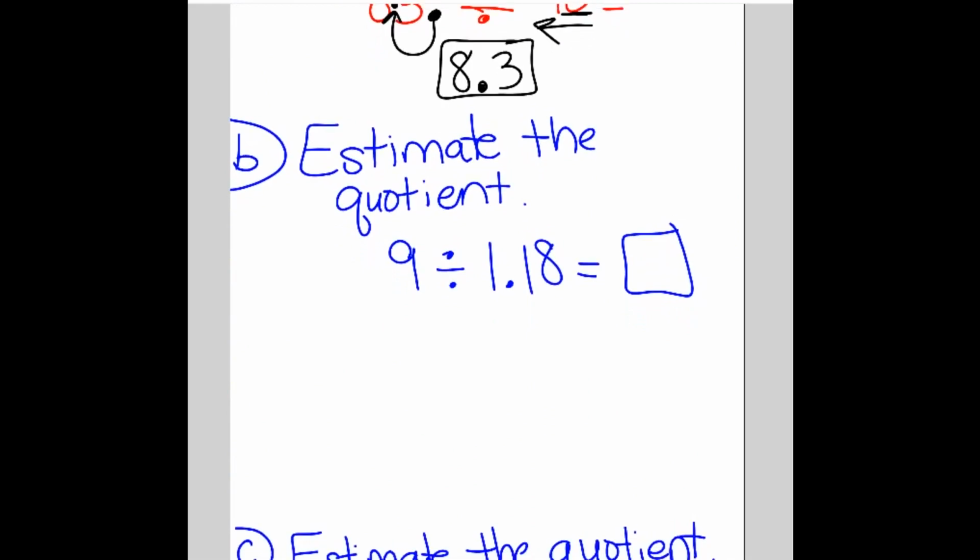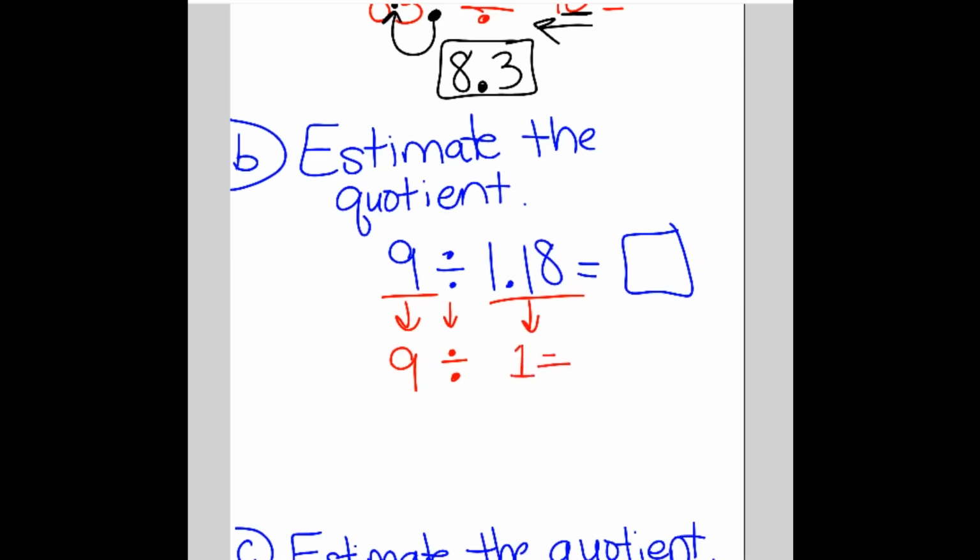All right, this one says estimate the quotient. Even though it doesn't say use compatible numbers, it's okay to use compatible numbers. So for me, what can we do here? Okay, the 9 is going to stay a 9 because I'm familiar with 9. So that stays 9. Division is still division. But this 1.18, I'm just going to turn that to the 1. Keep it at a 1 and see what happens.